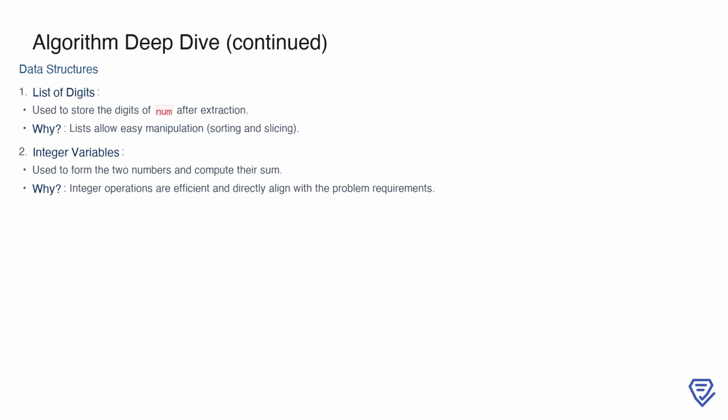To implement this algorithm, we rely on two key data structures. First, we use a list to store the digits of the number after extraction. Lists are particularly useful here because they allow us to easily sort and access specific elements as needed. Second, we use integer variables to form the two resulting numbers and compute their sum. Integer operations are both efficient and directly aligned with the requirements of this problem, as we're ultimately working with simple numerical calculations. These data structures together provide the foundation for an efficient and straightforward implementation of the solution.